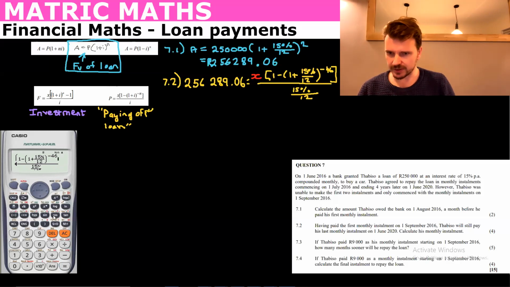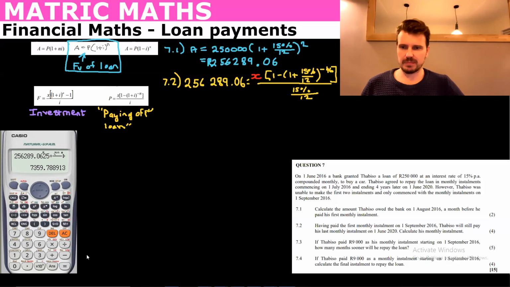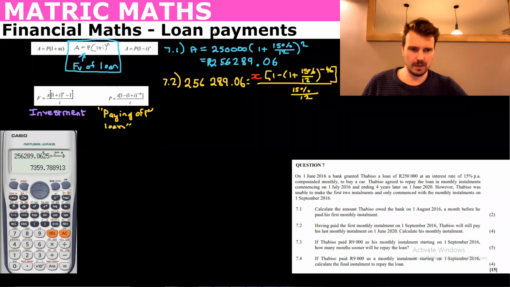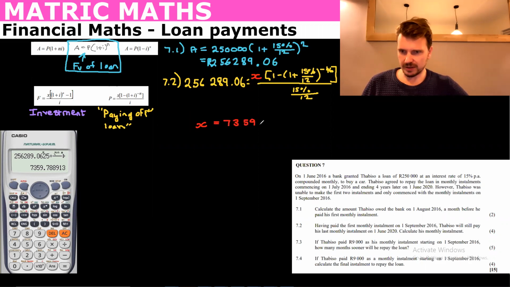Okay, we need to close our brackets here. And we get payments of... so to yellow, because it was solving for x, we get x equals 7359.79.